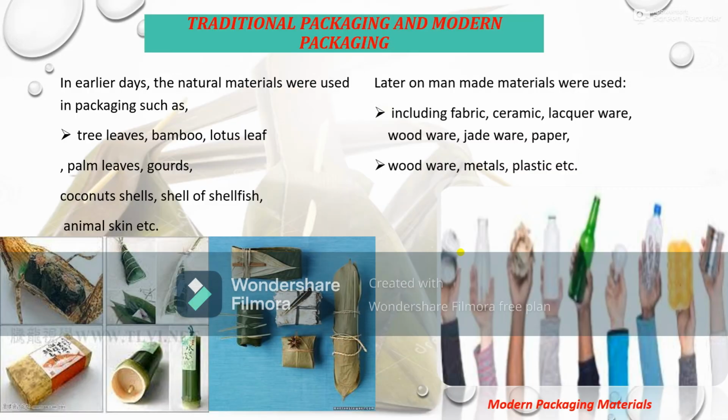Let's talk about traditional packaging and modern packaging. What is traditional packaging? The packaging material which was used in early days or by our ancestors: tree leaves, bamboo, lotus leaves, plum leaves, coconut shells, etc. So, in modern packaging, later on man-made materials were used, including fabric, ceramic, lacquerware, woodware, paper, metal, plastics, etc.